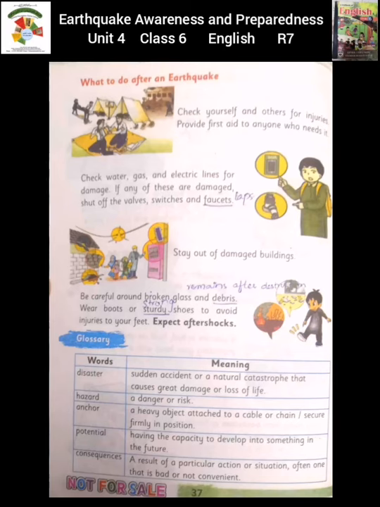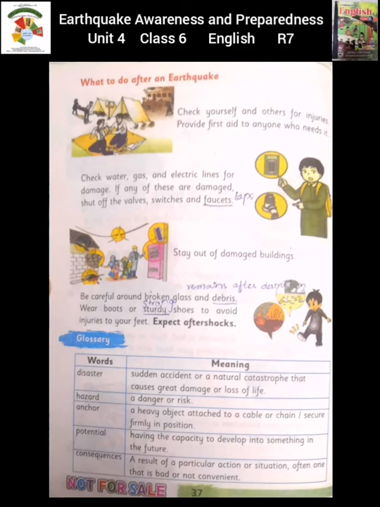First of all, we need to look at ourselves and others, whether someone is injured or not, and give them instant treatment and provide them with first aid. If any water, gas or electric line is damaged, we have to turn off the valves, switches and faucets. Valves are mostly used for gas lines, switches are used for electricity, and faucets are used for water supplies. So we should stay out of the damaged buildings because they can fall anytime.